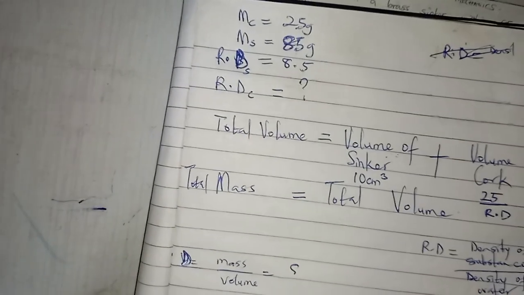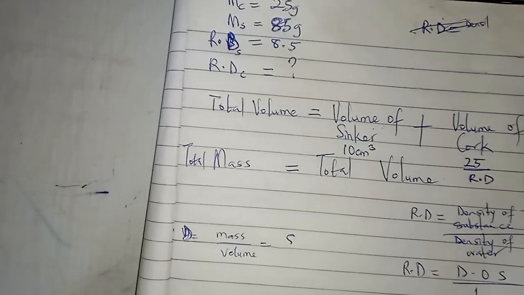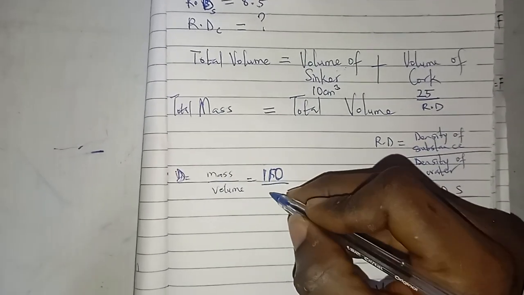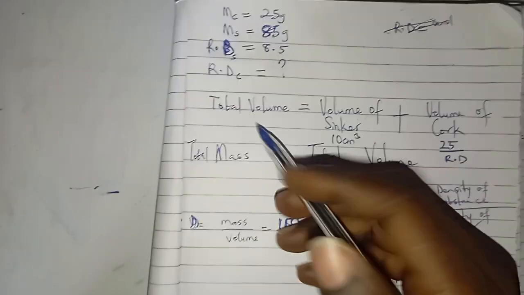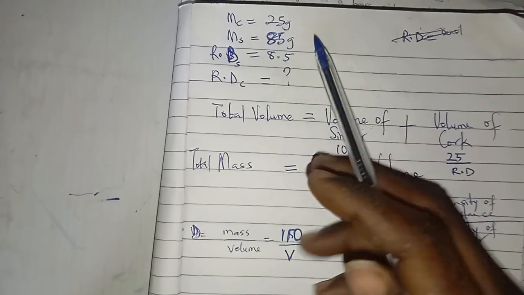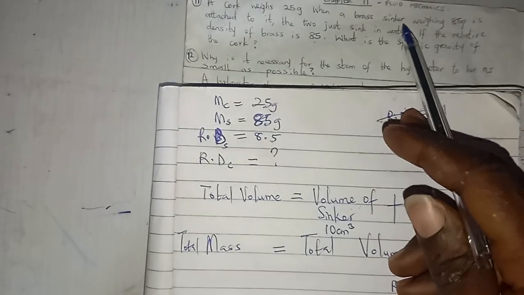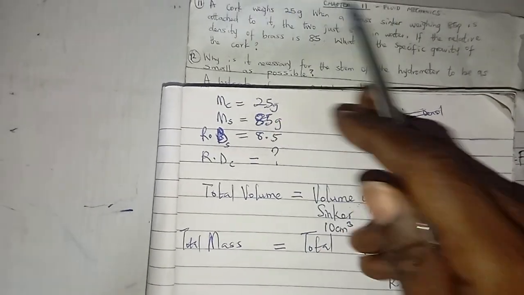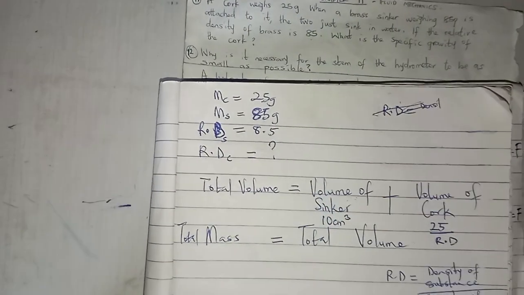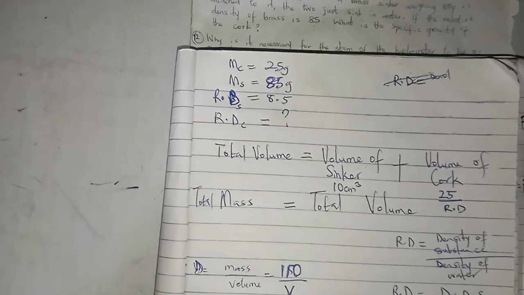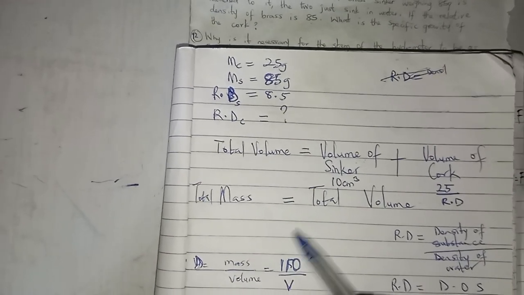85 plus 25 should be around 110. Yes, I'm correct, 110 all over. The volume I don't know. But notice that the total substance is simply talking about that cork and the sinker. And notice that everything that happened to it is inside, they are entering inside water. And as it enters inside water, it will tend to lose weight.